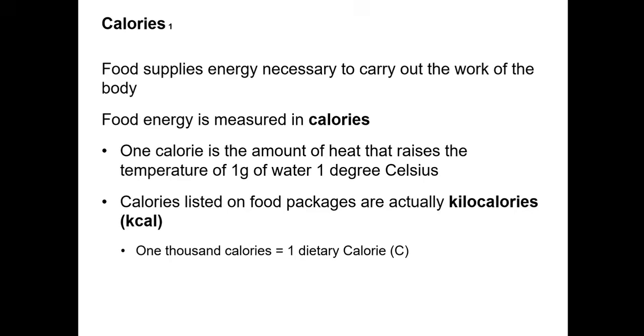So a true calorie is only 1/1000th of what a calorie that you're looking at on a nutrition label is. So again, there are actually 1,000 calories in 1 dietary calorie, or 1 kilocalorie, which is what we're looking at on those nutrition labels. So the more calories you have in the food, theoretically, the more energy you can release from that food when you digest it.